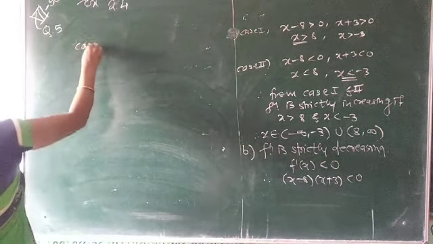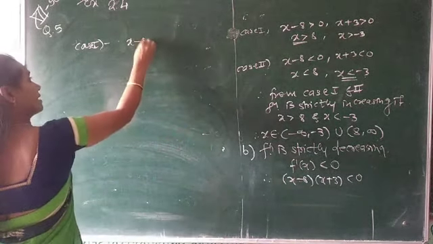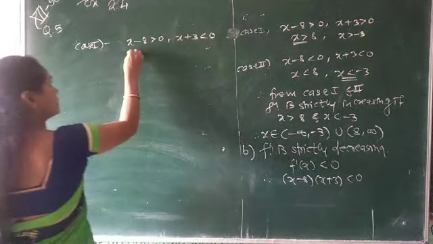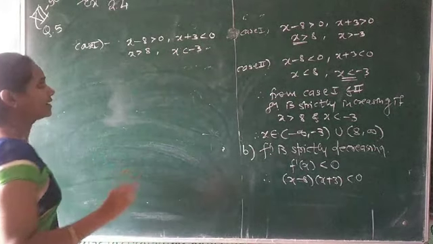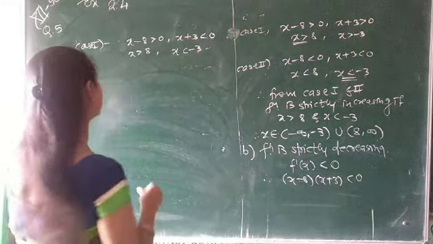Case first: first positive, second negative. x minus 8 greater than 0 and x plus 3 less than 0. Hence, x greater than 8 and x less than minus 3. Again, which is absurd, which is not possible: x is greater than 8 and x is less than minus 3.